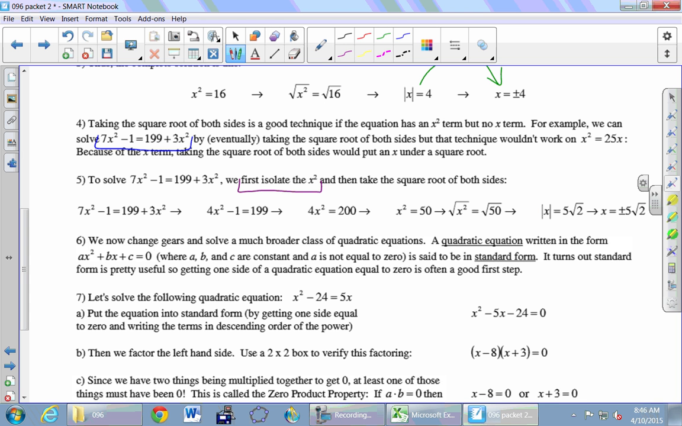So I think we agree with that one, right? We said we'd have 4x squared, and then we're going to add the 1 to both sides. So that's going to give us 200. So now we're here. We still haven't isolated the x squared yet. What do I do to both sides to get the x squared by itself? Divide by the 4, right? So we divide both sides by 4 and eventually get to here, x squared equals 50. Okay, finally the x squared has been isolated.